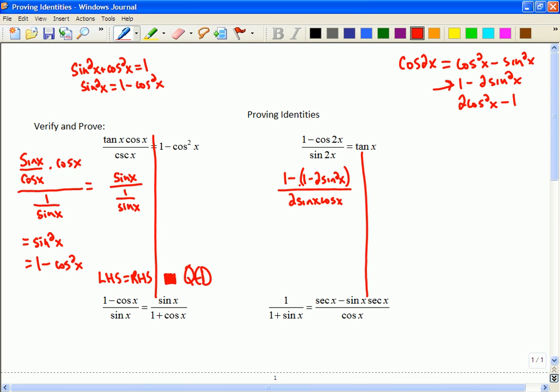So the next step then, I would do that simplification. 1 minus 1 is gone. Subtract negative 2, so it's positive 2.